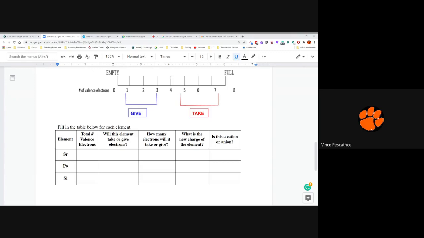Think of this too: if you're giving something away, if you're donating, that's a good thing. That makes people happy. If you're taking something away from somebody, it's sad. That's negative. So what is the new charge? It'll be plus whatever you gave or take. This one gave 2 away, so it's going to be plus 2. And this will be a cation because cations have a positive charge.